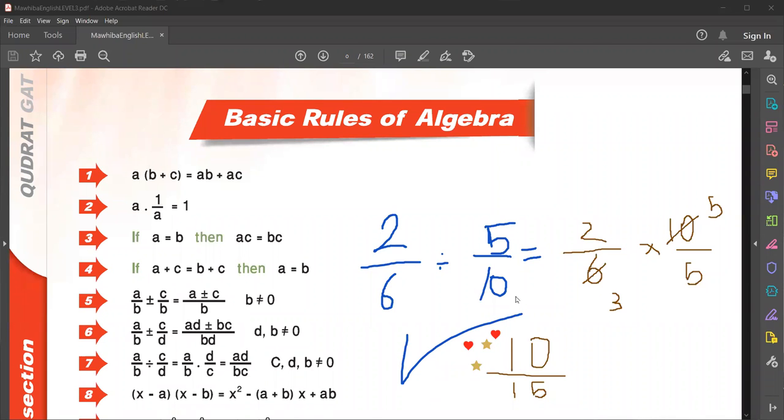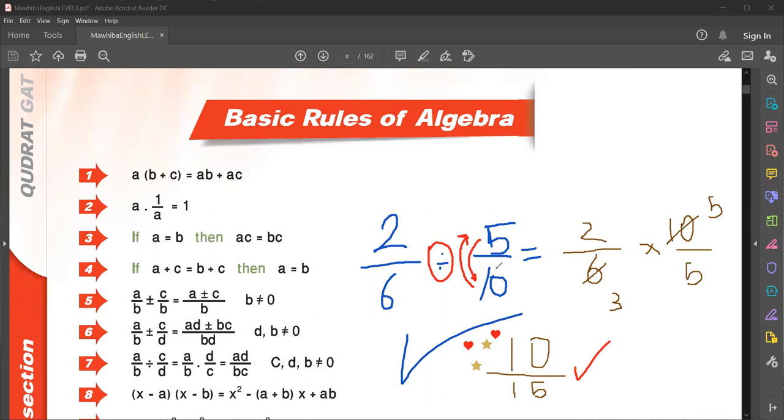Okay, thank you, Misk, for solving this problem. 2/6 divided by 5/10, you change division to multiplication. So you write 2/6 multiply, you change the fraction here, 10 goes up and 5 goes down because you change the sign. So you put 10/5, then you see if you can simplify. 6 divided by 2, it is 3. 10 divided by 2, it is 5. Then you multiply 2 times 5 equals 10, and 3 times 5 equals 15. You are right, Misk. Thank you very much.